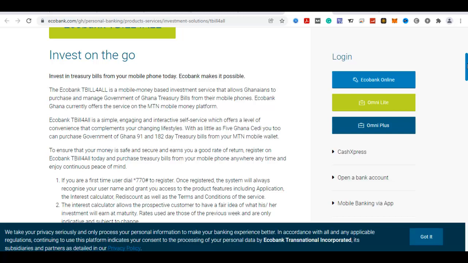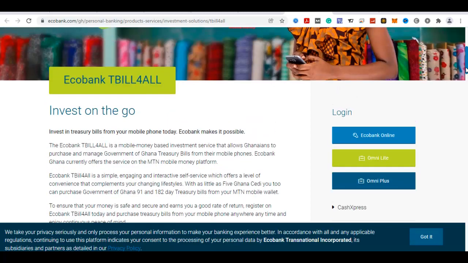So you can invest from 5 cedis to any amount you want to invest, and all you need is a mobile phone and MTN mobile money account, and then you have some small money. So you don't need a bank account, you just need to register on the platform through your mobile phone, and then you can start investing in the 91-day and then 182-day treasury bills. All right, so that is it.